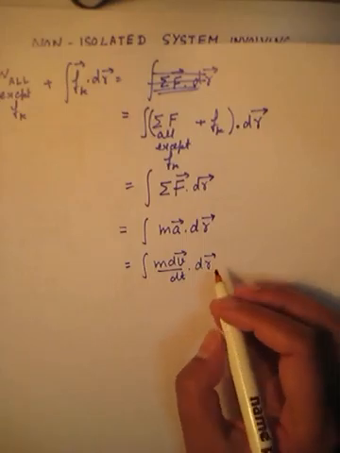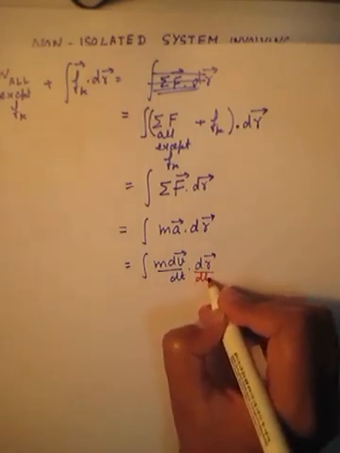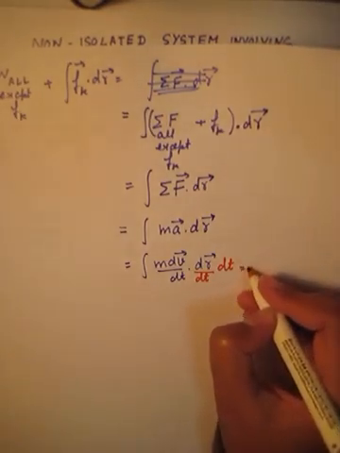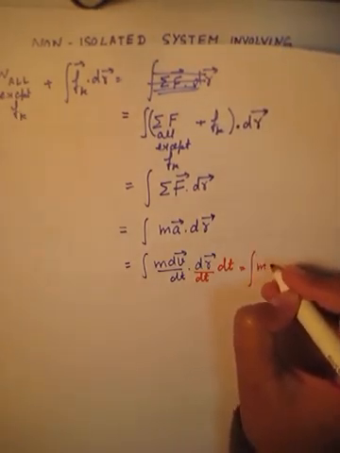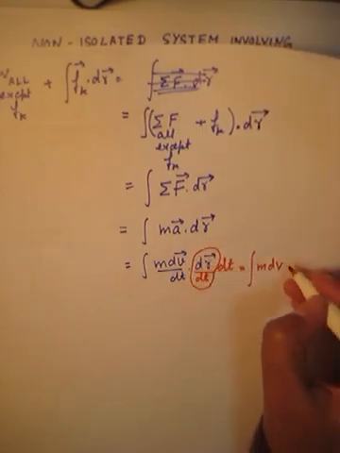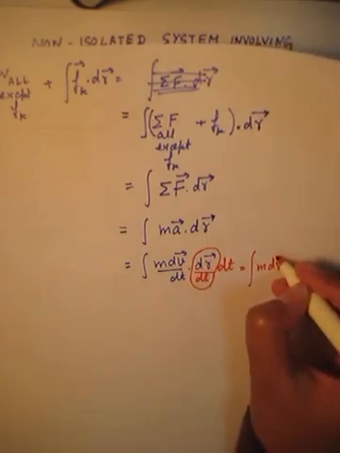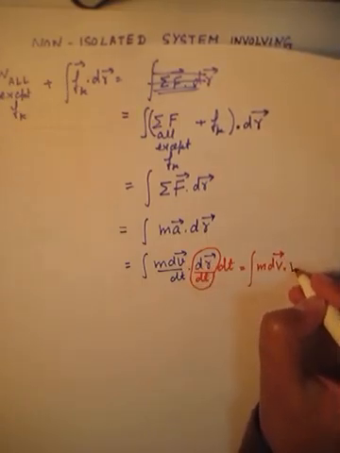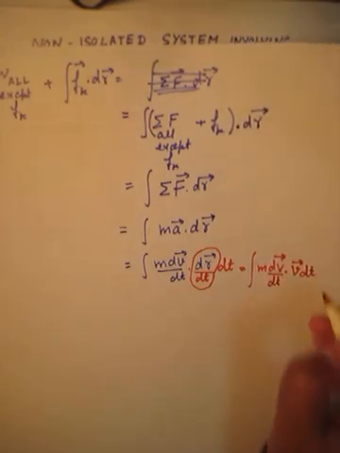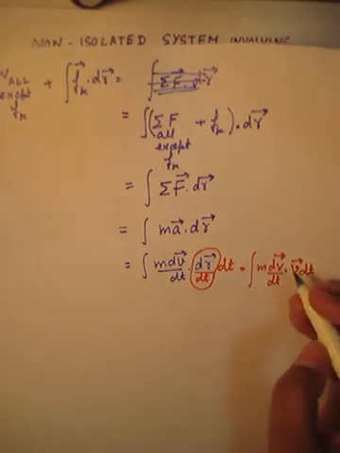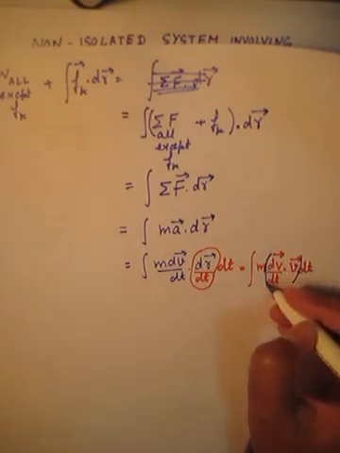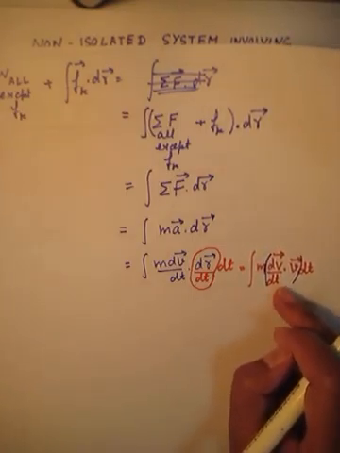Let us multiply and divide it with dt. So we divide with dt, we multiply with dt. So this becomes integral of m dv, and dr upon dt is nothing but v. So it will be m dv vector dot v vector into dt. So now we are going to find a relation, a simplified way of writing this term.